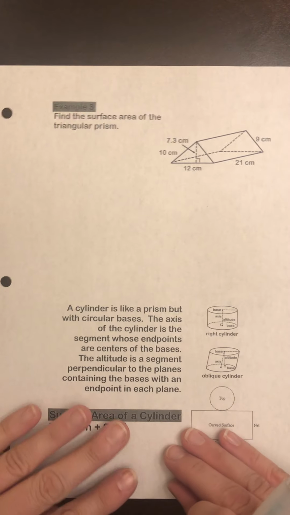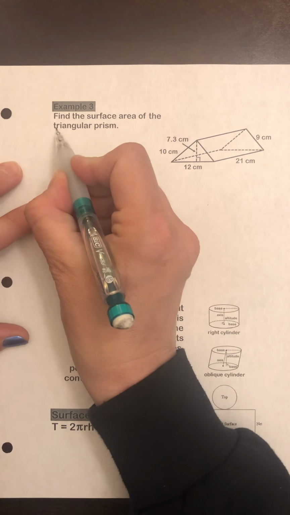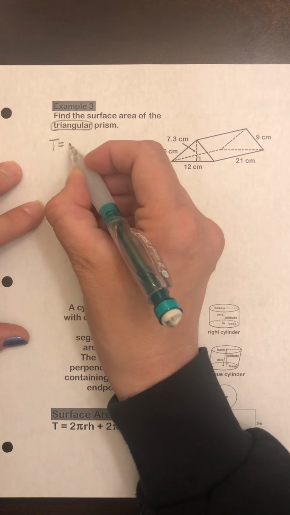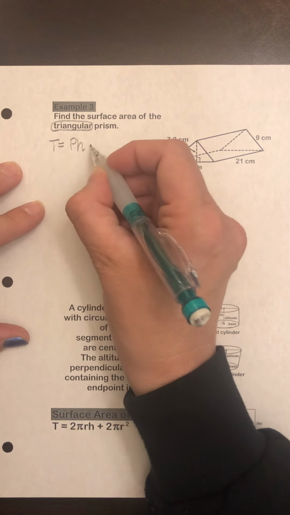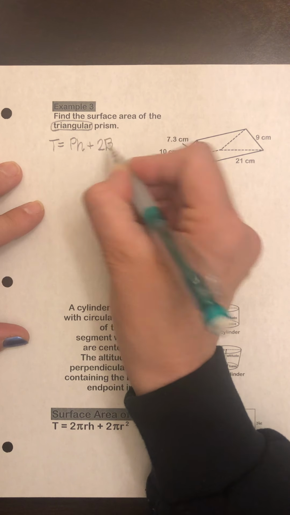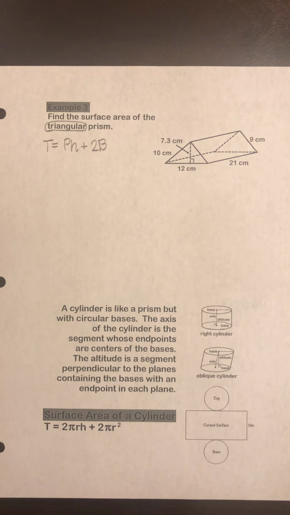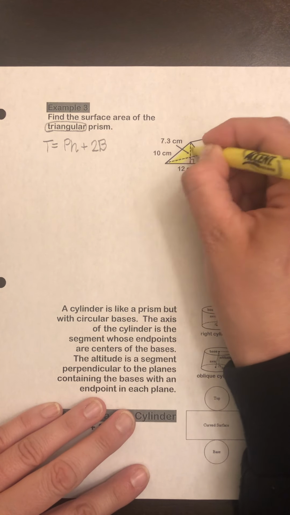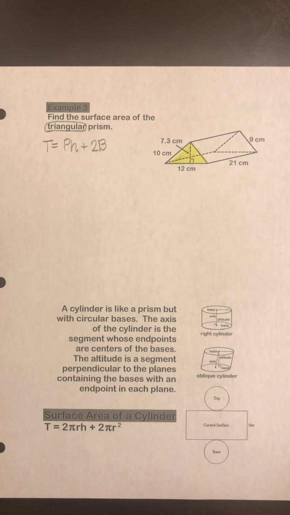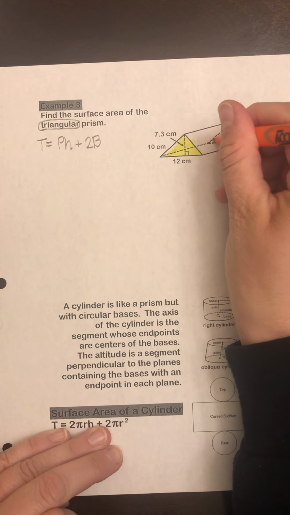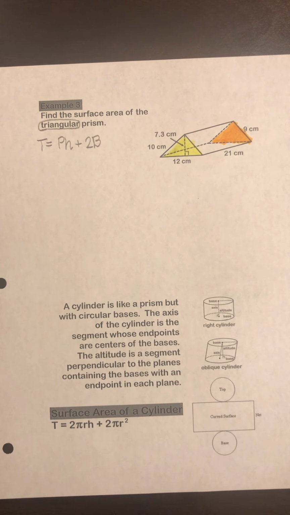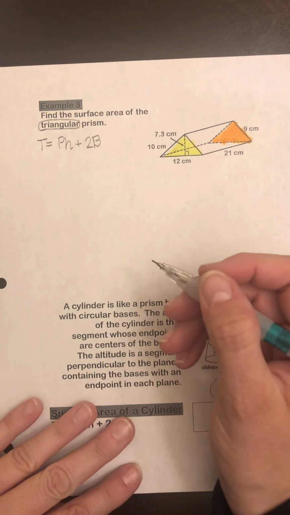Alrighty. Next example, we again have a triangular prism. So I'm going to just start by writing the formula down. P times H plus 2 times B. Okay, so they've told us that the triangles are the bases. So I'm just going to color those in again. We've got that base, and we have that base. Again, remember the bases are parallel, which those are, and they're congruent.